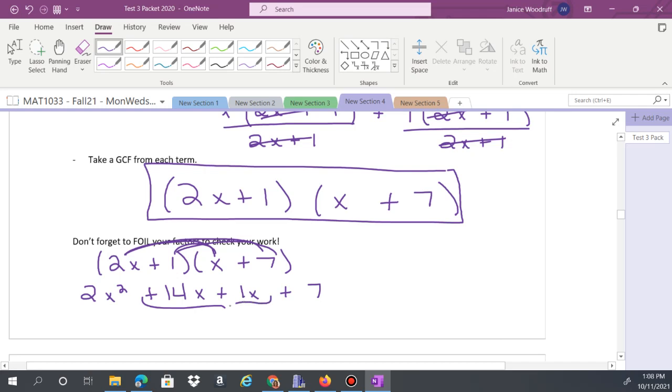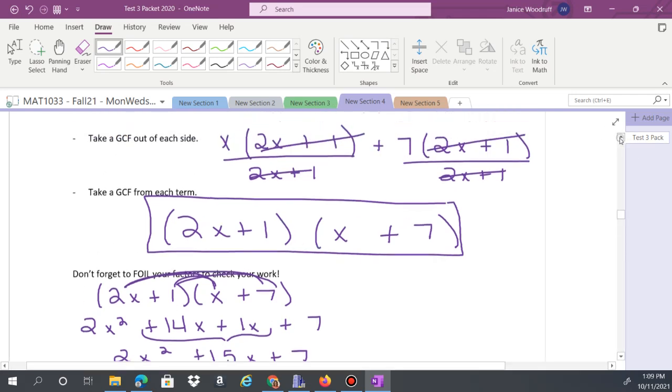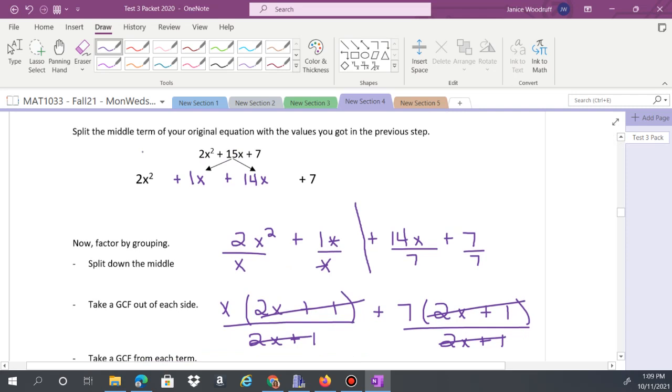If I combine my 2 middle terms, I have 2x squared plus 15x plus 7. And just notice throughout that FOIL process, this is what we had before, it was 1x and then 14x, but when we split it and factored it, so we're just going backwards when we're doing the FOILing.